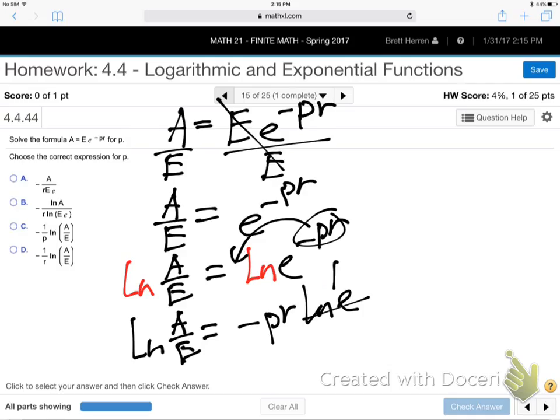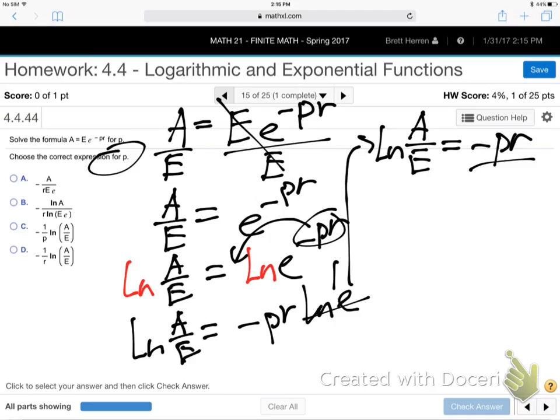Right, so what do we have? We have ln of capital A over capital E equals minus PR, because the ln little e just dropped away. Well, what are we trying to even solve for here? Oh, P. Yeah, I better look at the question. That's always helpful. So they want P, so divide by the minus R. Boom, boom. So, oh, no, wait a minute. They've written it different, haven't they?